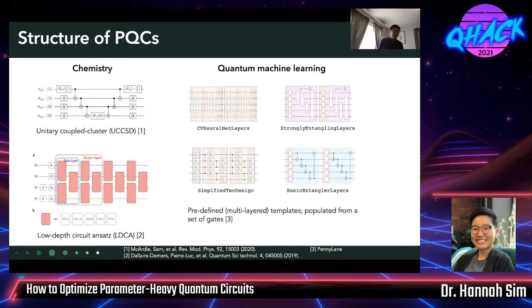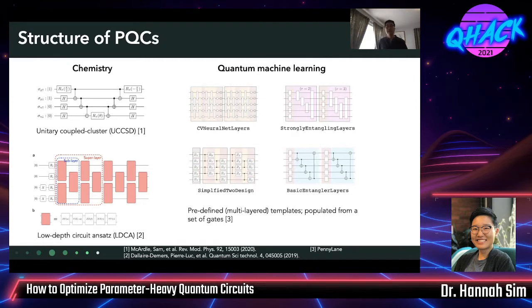In the hopes of developing circuits that are just as capable or expressive as unitary coupled cluster circuits, but have significantly lower circuit depths, various circuit alternatives have been proposed. An example of those is the so-called low depth circuit ansatz, or LDCA. Today we'll be talking mostly about LDCA because it is an example of a circuit that has significantly lower circuit depth than UCC type circuits, but this comes at the price of having lots of parameters that you have to tune.